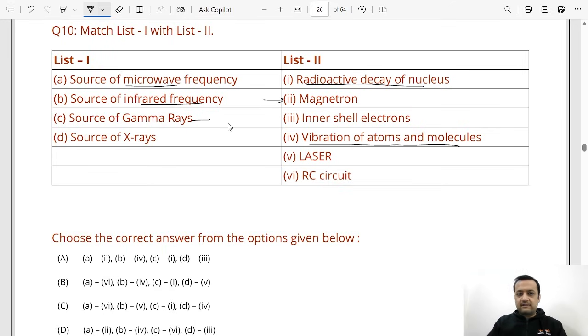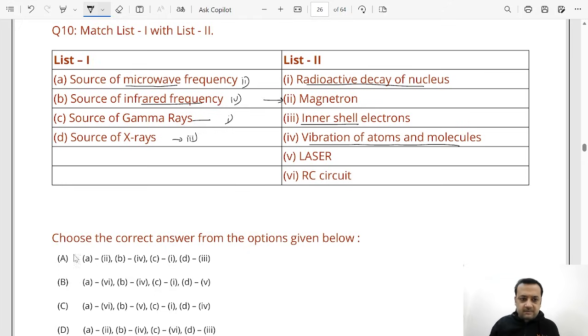So that means C will match with 1. Microwave will match with the magnetron, so this will match with 2. Infrared frequency will match with 4. And X-rays are produced when inner shell electrons, like K shell or L shell electrons, are knocked out, and higher shell electrons jump to the K shell or L shell, for an element of high atomic number. That is how the X-rays are generated.